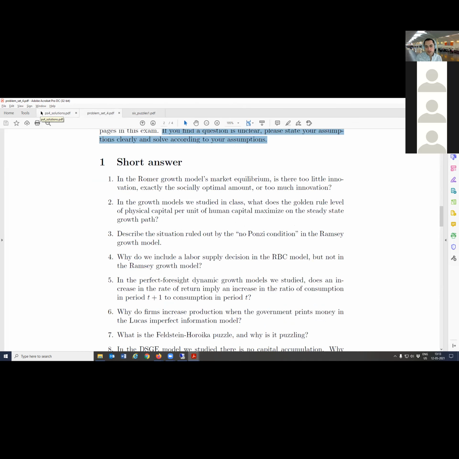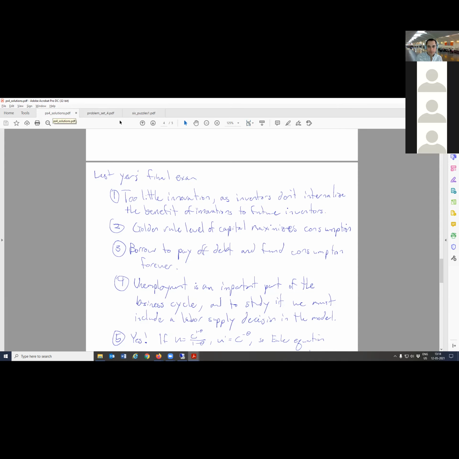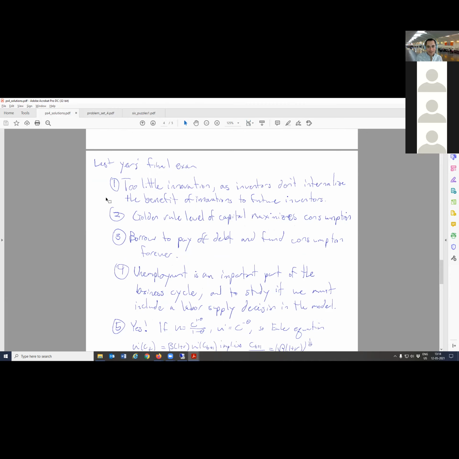Okay, number 3, describe the situation ruled out by the no Ponzi condition in the Ramsey growth model. All right, so I found it a bit difficult to summarize this in a sentence, but here it goes. Borrow to pay off debt and fund consumption forever. So what's it excluding? That people just borrow every period to pay off their debts and then keep borrowing more to fund their consumption. And then tomorrow when their debts come due, they just borrow more to pay off their debt and then borrow even more than that to fund their consumption, et cetera, forever.